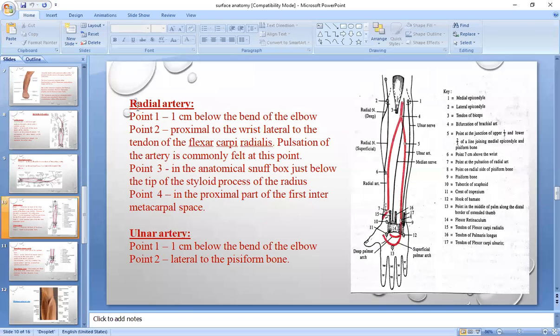So that's why the first point for the radial artery should be kept at the cubital fossa, 1 centimeter below the bend of the elbow. Okay. Then the second point is proximal to the wrist, lateral to the tendon of the flexor carpi radialis. Already I told how to demarcate this flexor carpi radialis tendon.